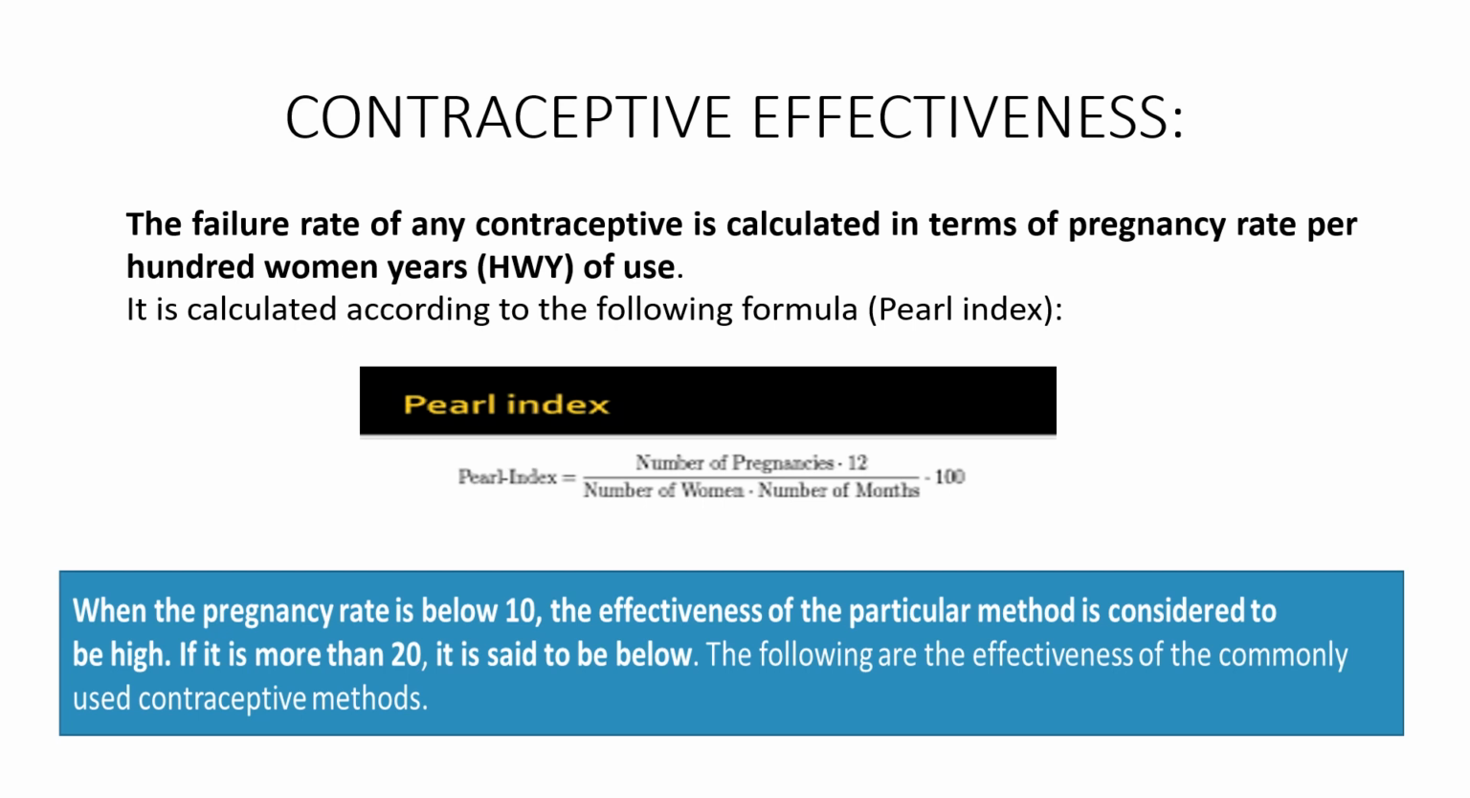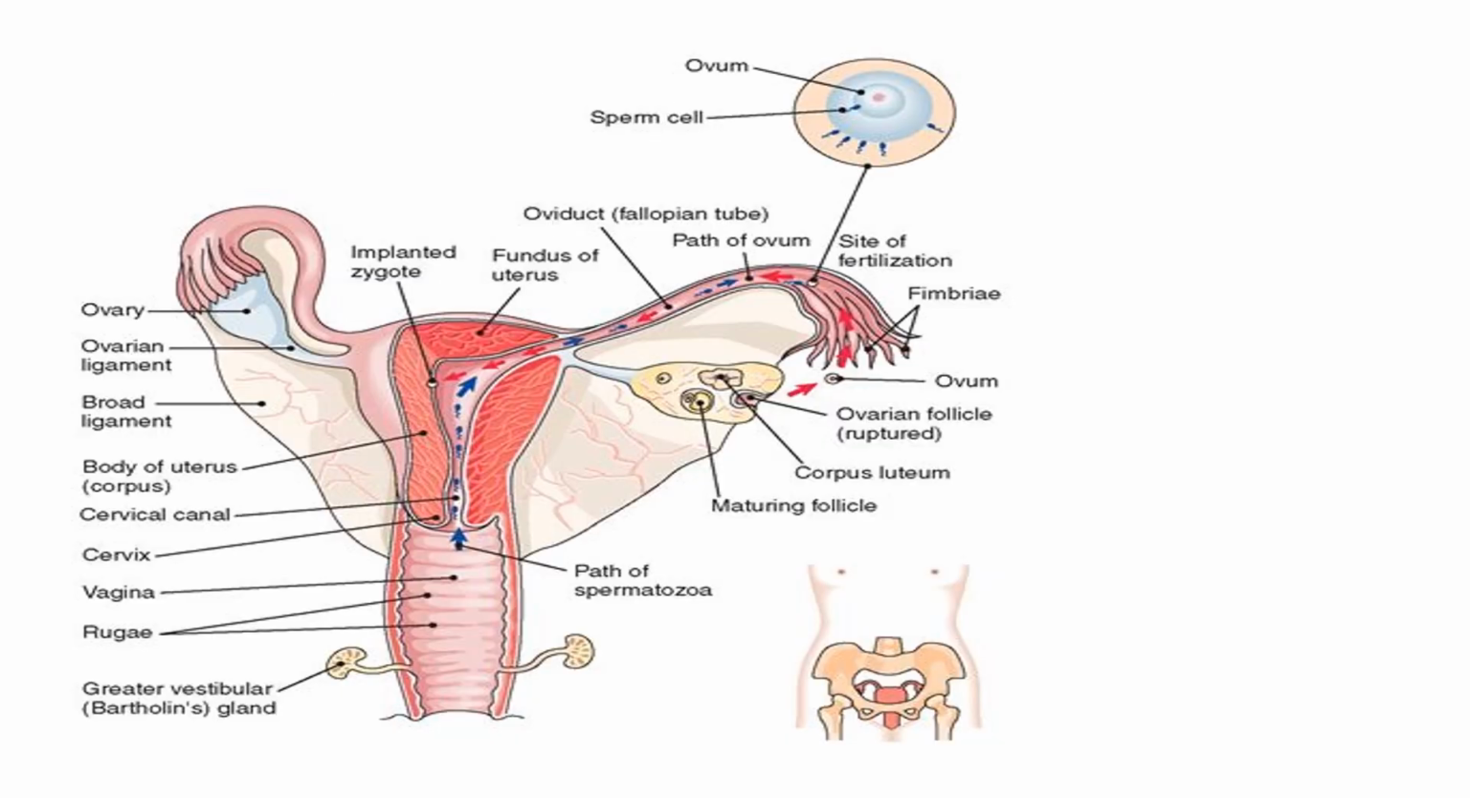The following are the effectiveness of commonly used contraceptive methods. So we all know how actually the fertilization and implantation of the blastocyst happens. In my previous video, a detailed discussion was done on it. So we know that the entry of sperm will be through this female genital tract, and the entry of ovum will be in this direction through the fimbria. At the ampulla there will be the fertilization, and at the wall of the uterus there will be implantation.